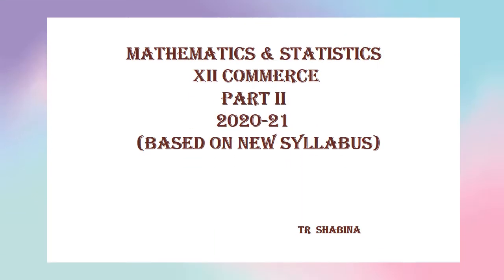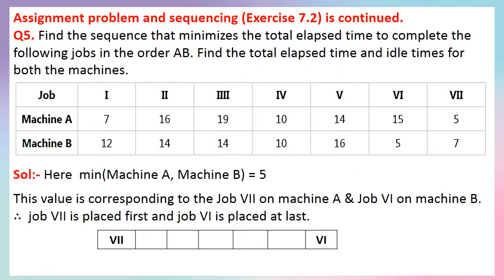Students, let us continue with the sums of exercise 7.2 of the lesson assignment problem and sequencing. Question number 5. Find the sequence that minimizes the total elapsed time to complete the following jobs in the order A, B. Find the total elapsed time and idle times for both the machines. Jobs are given 1 to 7.